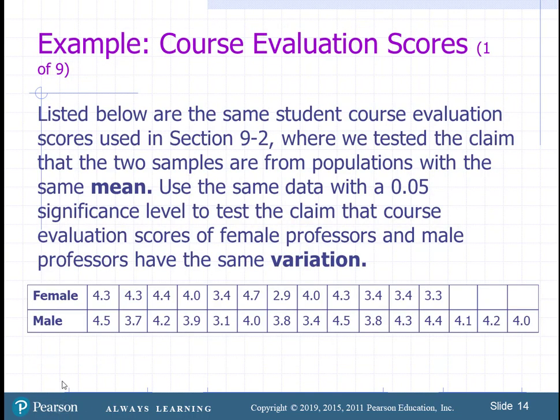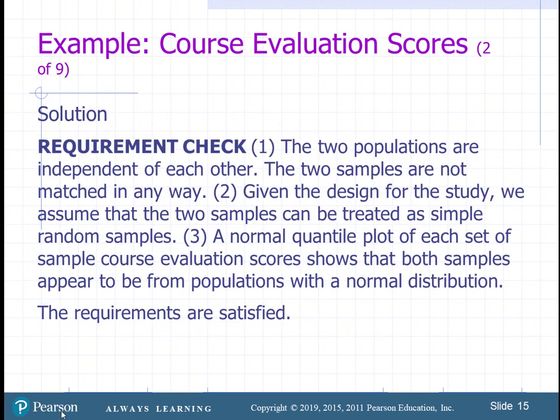So here's some data, and we have populations with the same mean. These are evaluation scores of female professors and male professors, and we think they have the same variation. So here's the deal. Notice that our numbers are different in our 2 samples. Evaluate the descriptive statistics for both samples.